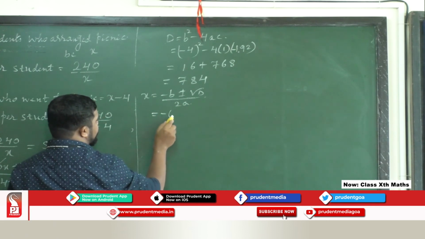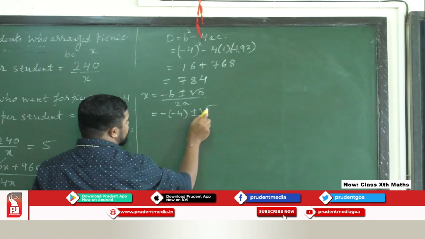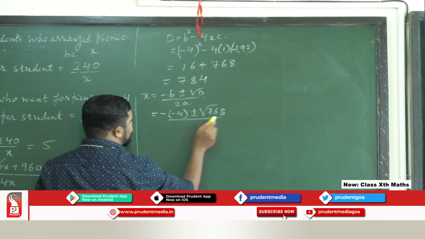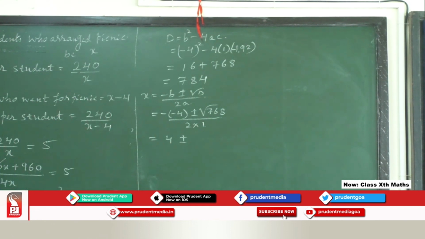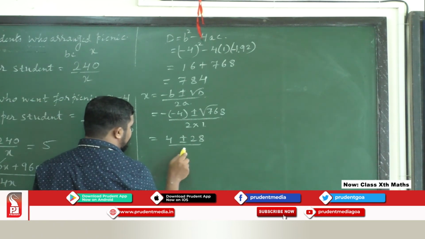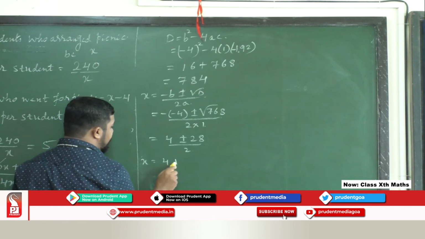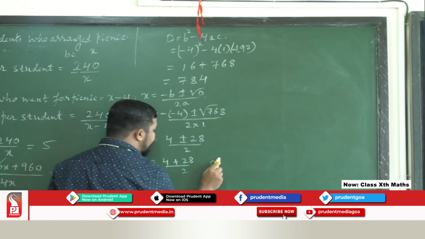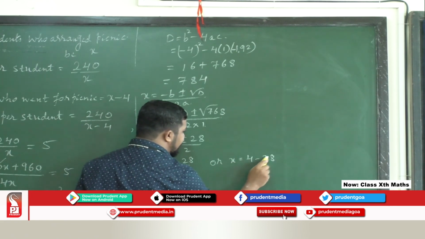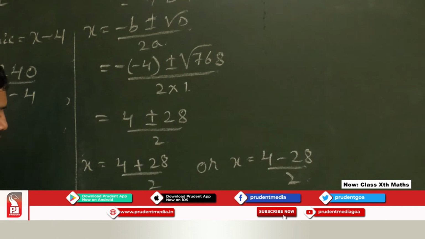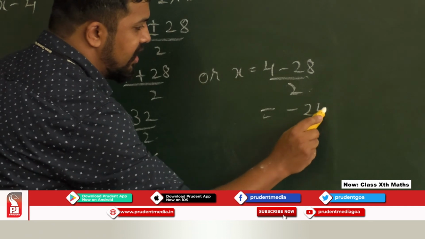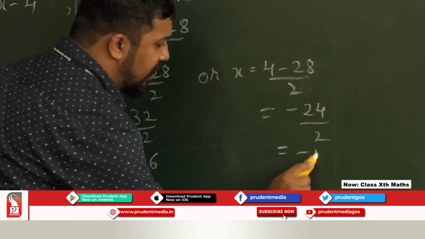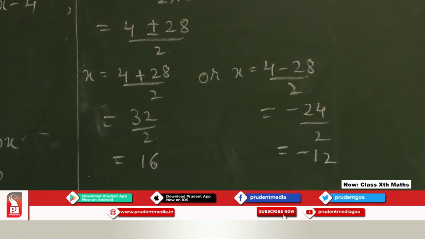So x is minus b plus or minus root of D. Let us find out the square root of 784. The square root of 784 will give you 28. So x is equal to 4 plus 28 by 2, or x is equal to 4 minus 28 by 2. So 32 by 2, 16, and this will give minus 24 by 2, minus 12. So again you got two values, one is 16, one is minus 12.